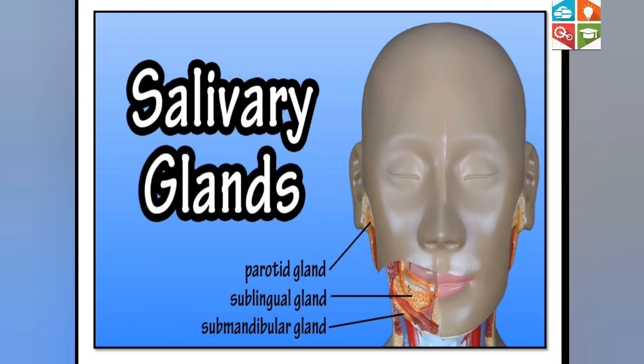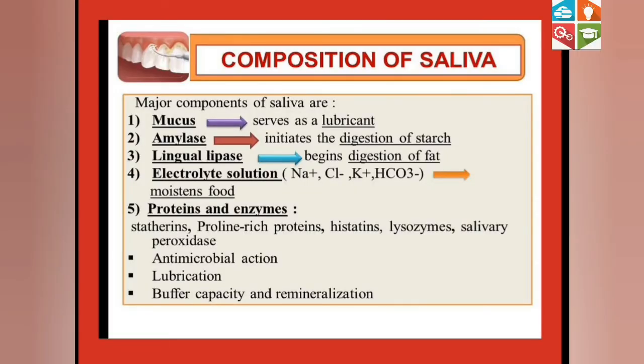Okay, so these are the 3 pairs of salivary glands seen in your mouth. Now we will see what saliva consists of. Saliva consists of, first, mucus. Your mouth is always kept moist due to this mucus secretion. It acts as a lubricant because the food has to be pushed from the mouth to the esophagus, and when there is lubrication, it is done very easily.